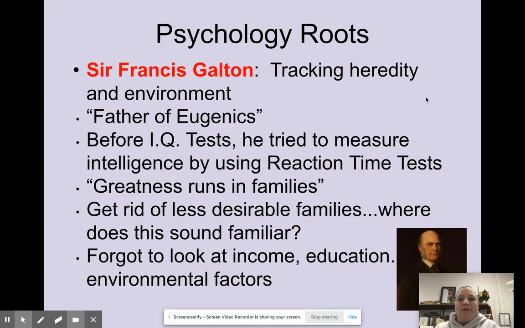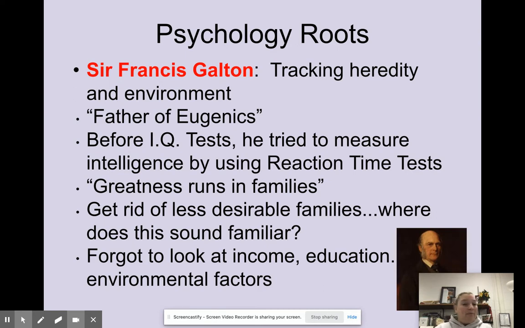Then a guy named Sir Francis Galton came up with a really new idea, and he started tracking heredity in families and the environment. He is nicknamed the father of eugenics. Now, this was even before we took IQ tests. He tried to measure intelligence by using reaction time tests, and he believed that greatness ran in families. That if your parents were fast in these tests, then obviously you were going to be fast and your children were going to be fast. So he believed it was handed down by generation hereditarily.